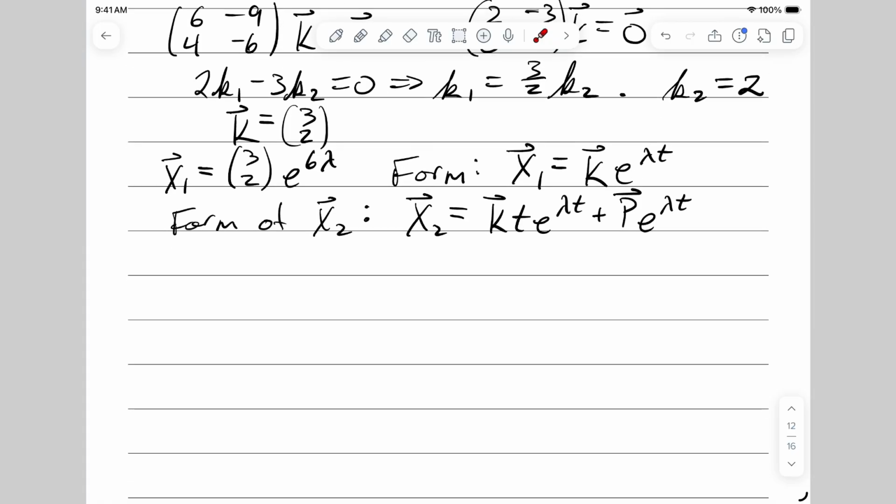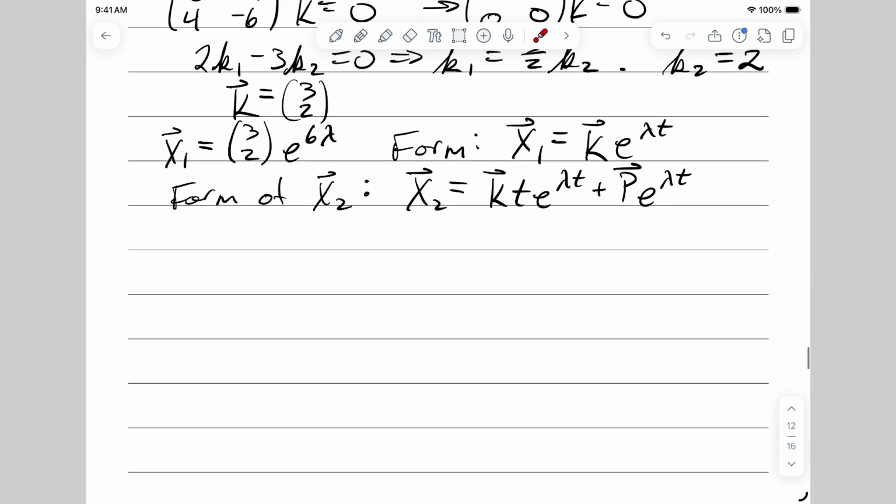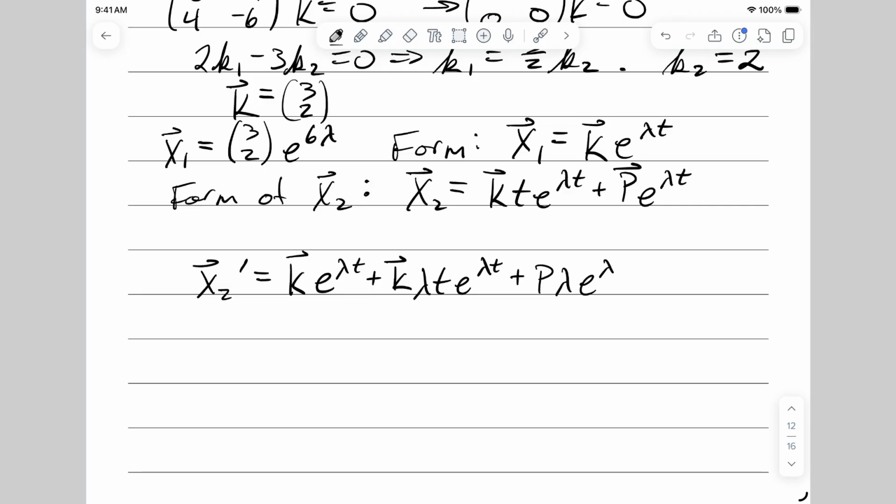What I'm going to do is justify that this form of solution actually works. And in so doing, I'm going to show you how to find p. Starting with this form of x2 and differentiating using the product rule as appropriate, we get x2 prime is equal to k e to the lambda t plus k lambda t e to the lambda t plus p lambda e to the lambda t.